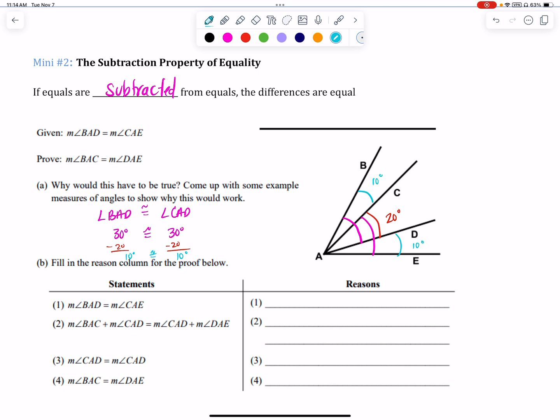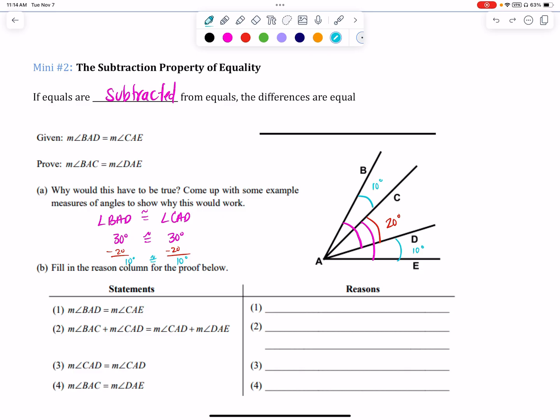Does this make sense when we substitute numbers? Yes, because CAD is 20 degrees plus 10 degrees, which is 30 degrees. And BAC is 20 degrees plus 10, which is also 30 degrees. And to get that, we subtracted the reflexive angle, the shared or overlapping angle, 20 degrees, from both sides. So let's apply that to the proof.